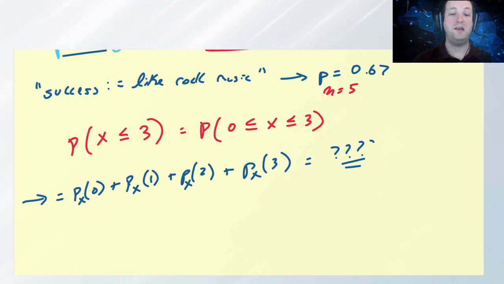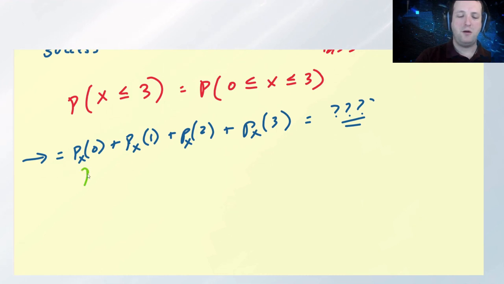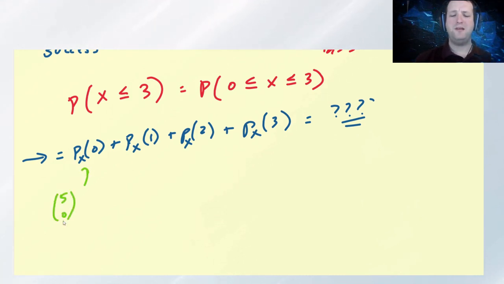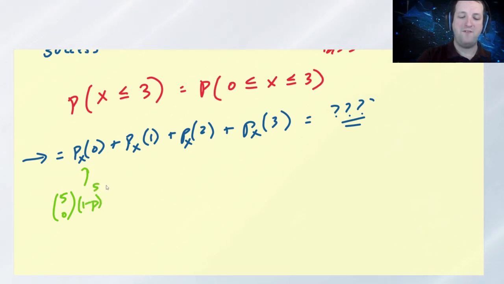So how would you calculate each of these components? Let's look at 0. In 0, we're going to have 5 choose 0 different ways. So 0 people in this sample like rock music. So that means all of them are failures by definition. So this is going to be equal to 1 minus p to the 5 minus 0 times p to the power of 0. 5 failures, 0 successes.